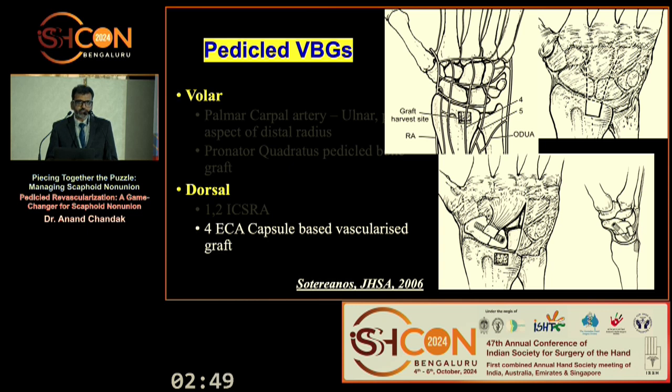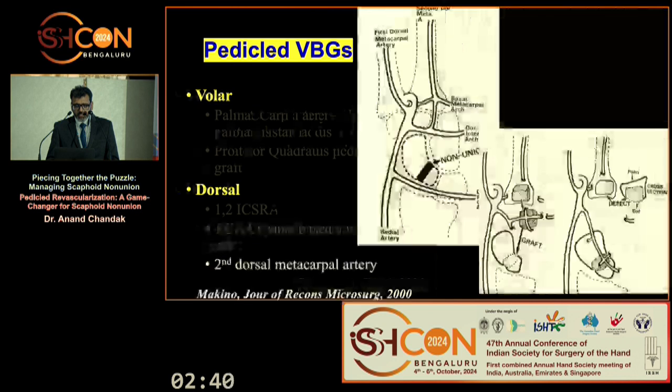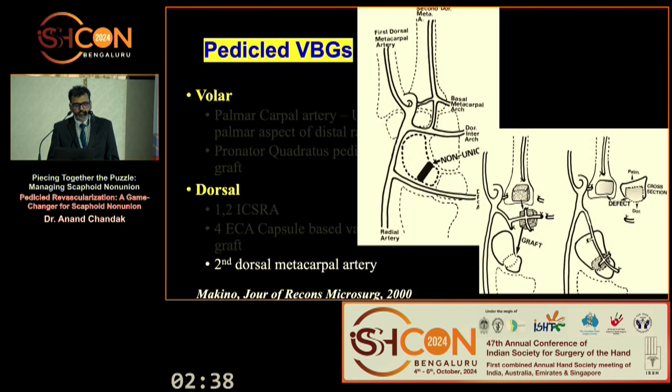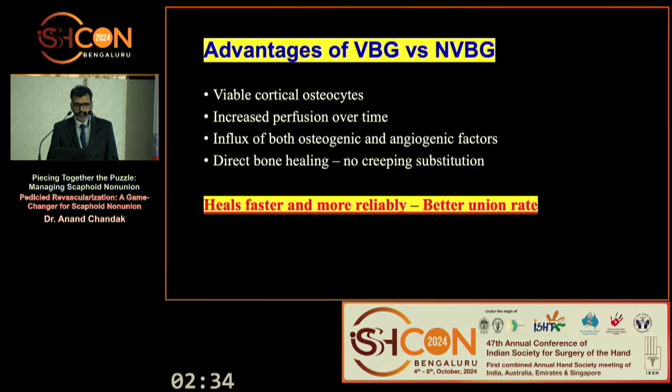The second is the fourth extensor compartment artery based graft, where a capsular pedicle is used. Another one that is described is based on the second dorsal metacarpal artery from the base of the second metacarpal. So what are basically the advantages of the vascularized bone graft over the non-vascularized bone grafts?